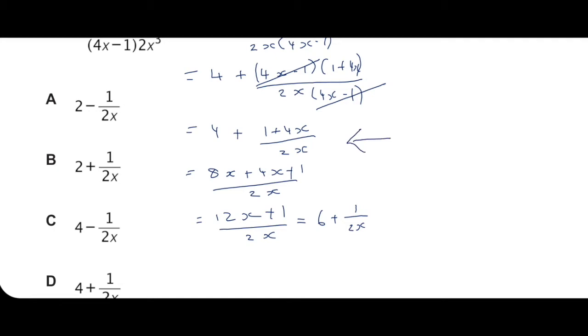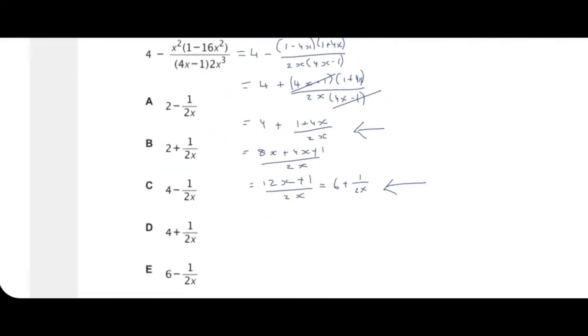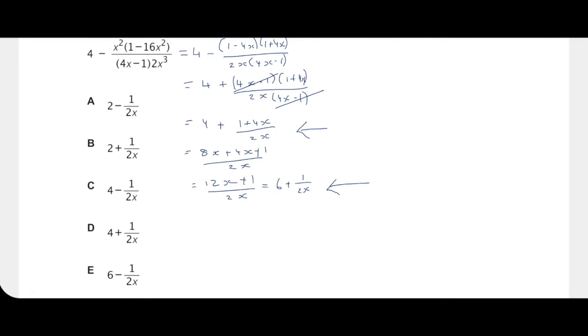And what I did for this is that I brought it all over one common denominator, 2x, and I factorized it, and the answer is 6 plus 1 over 2x, and therefore the answer to this question is E. And that is question number 8 completed.